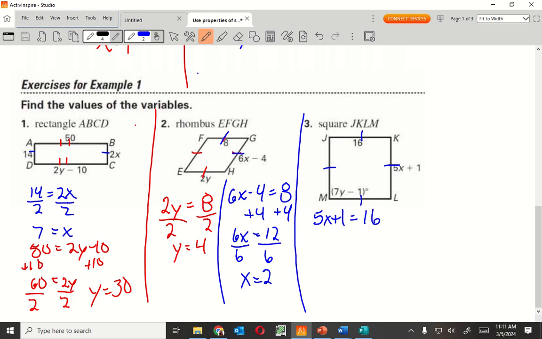So mathematically, I'm going to start by getting rid of my plus 1. So to take care of that, I'm going to minus 1 to both sides. So 5x is equal to 15.